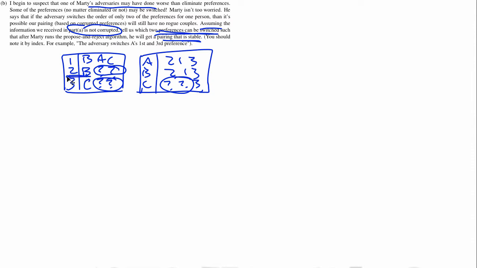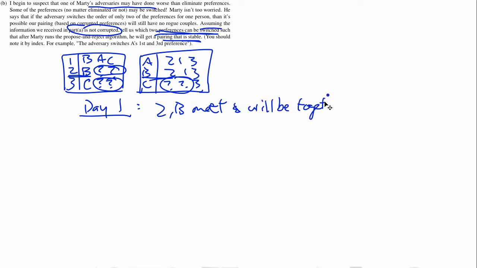So remember from our discussion that 2 and B are each other's first choice, so on day 1, 2 and B meet and will be together forever. So that's why the preferences for 2 don't matter and can be switched arbitrarily.